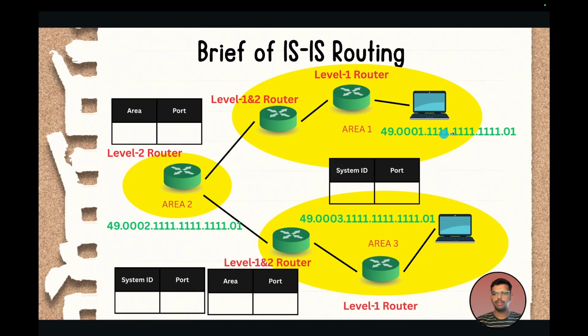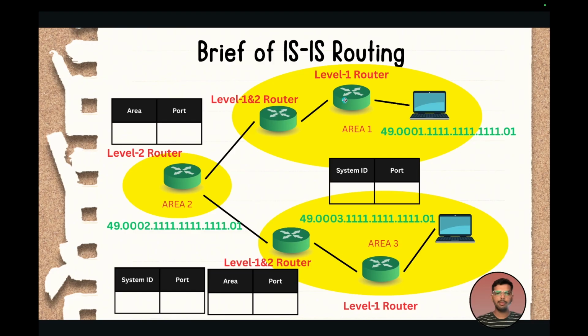Then we have something called the system ID, which is unique in the area. This system ID 1111.1111.1111 can be there in different areas, but it cannot be repeated in the same area. So for this device, we cannot assign this system ID again because those are in the same area and they will collide. The system ID can be repeated for different areas, but it cannot repeat in the same area.